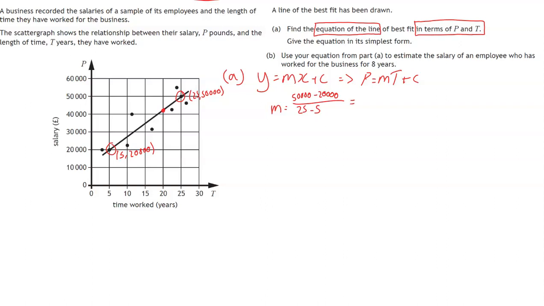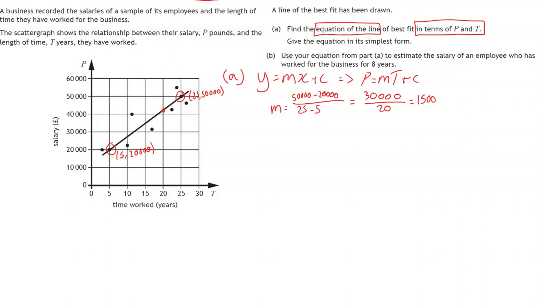So 50,000 take away 20,000 gives me 30,000 there. And then 25 take away 5 gives me 20. So if I do 30,000 divided by 20, I end up getting 1,500. So that's going to be the gradient of the line. You might look at it and think, geez, that's a big gradient, that can't be right.